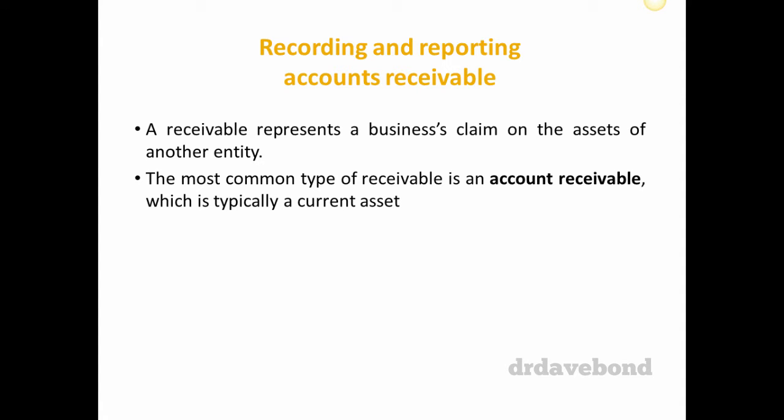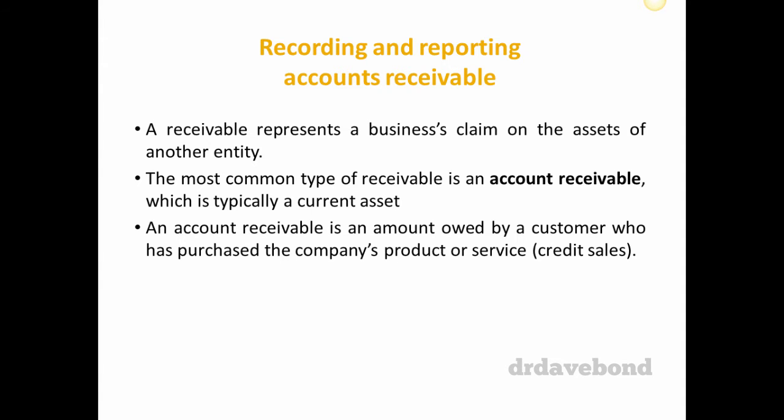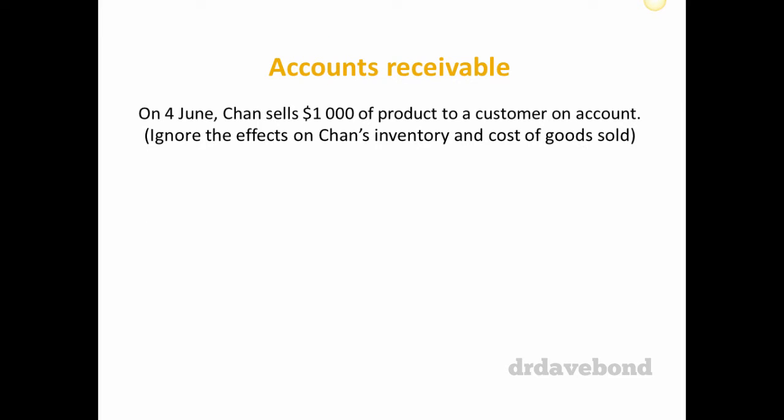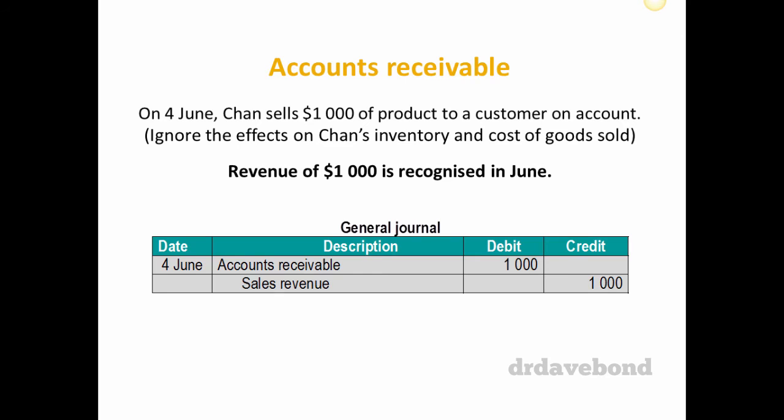The most common type of receivable is an account receivable, which is typically a current asset, and that's owed by a customer who purchases the company's product or service. Sometimes called trade receivables. So we have a $1,000 sale. This entry we're familiar with. We've looked at this, we've seen this. There's nothing really all that interesting about it. We have an asset, and we have sales revenue.